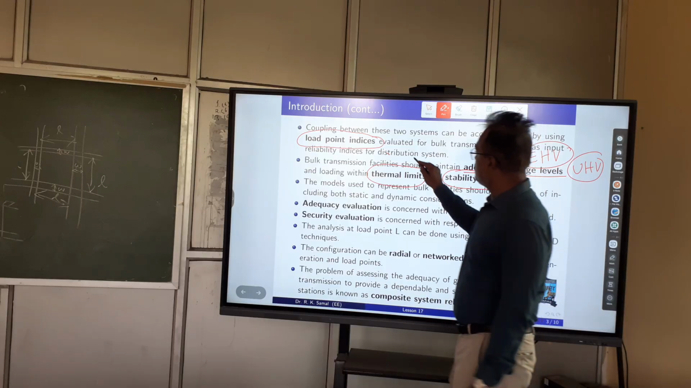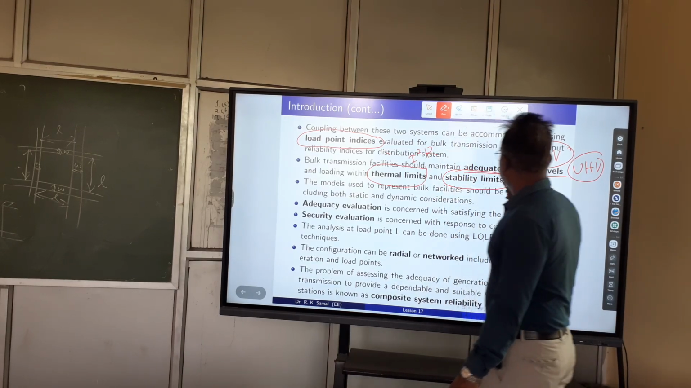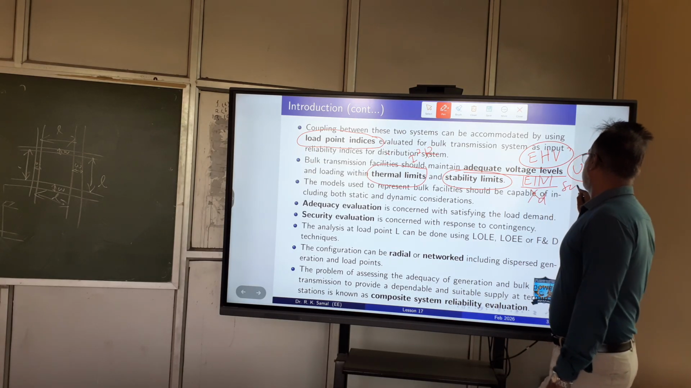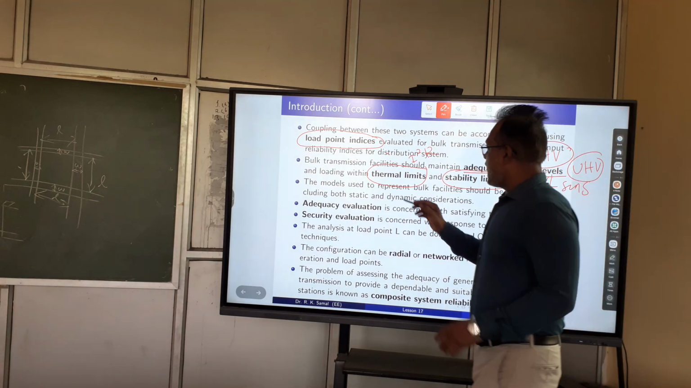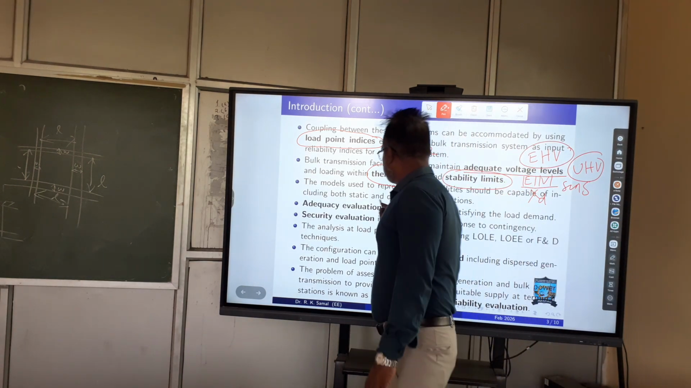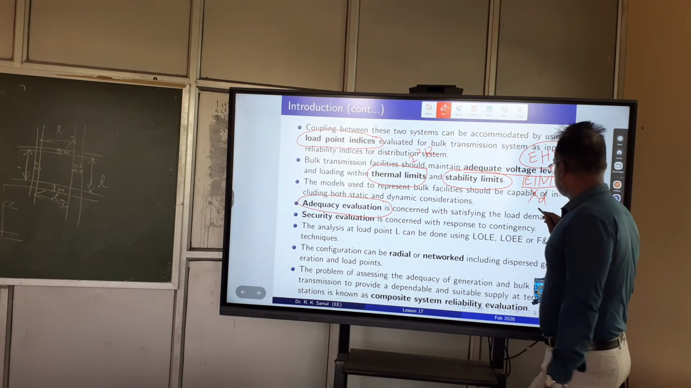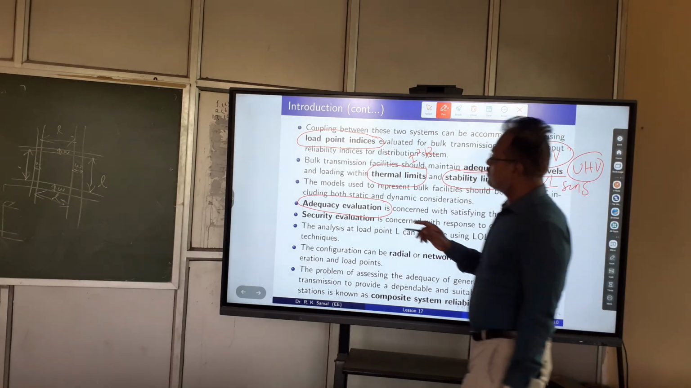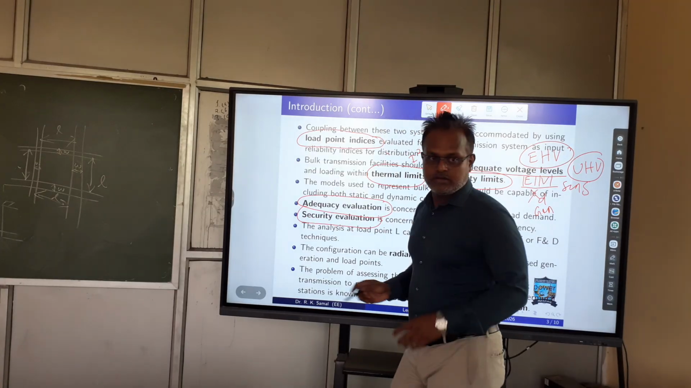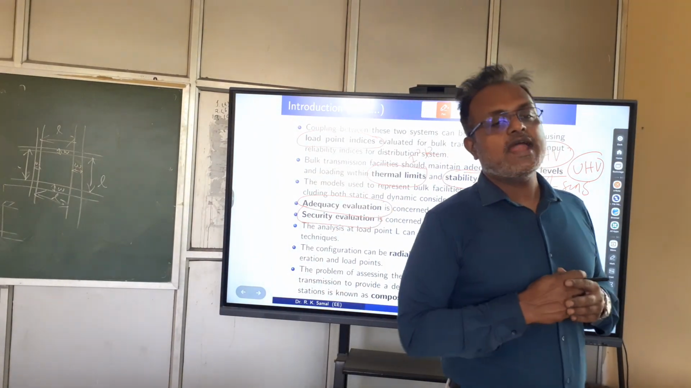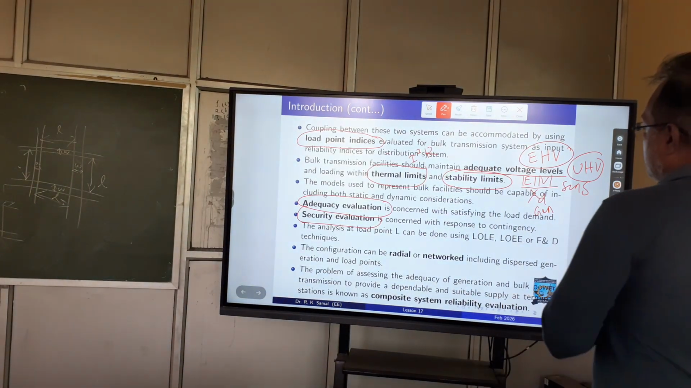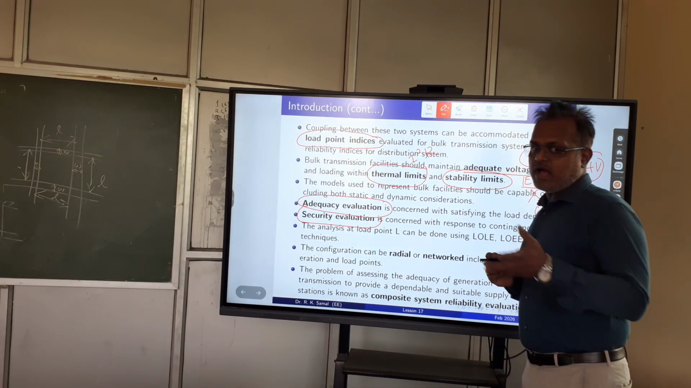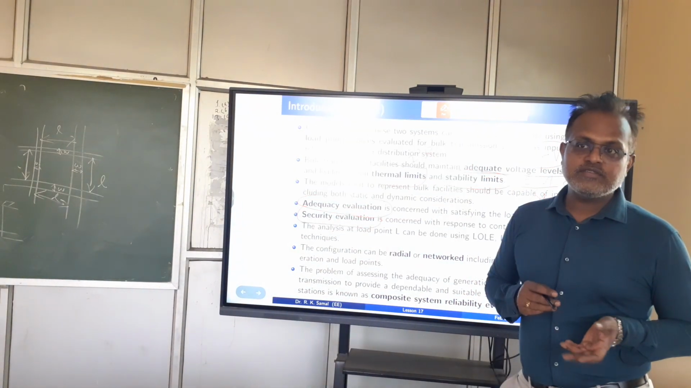Thermal limit is related to the I square R loss of the system, whereas stability limit depends on the generation power equation. That is the stability limit. Adequacy evaluation is concerned with satisfying the load demand, which is mostly related to generation systems. Whereas transmission system reliability is more with respect to security evaluation. Write down these two terms: adequacy evaluation and security evaluation. These two terms can be asked as a 2-mark question. What is the difference between adequacy evaluation and security evaluation?